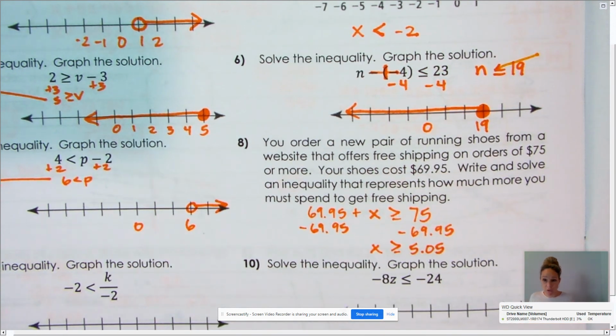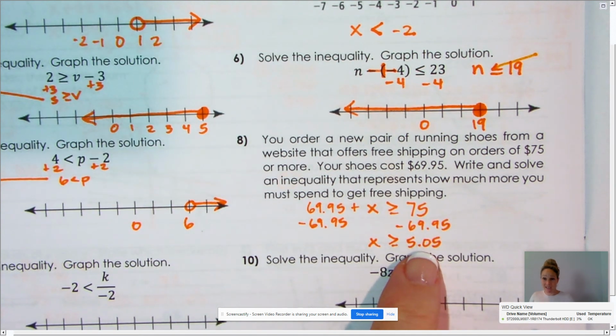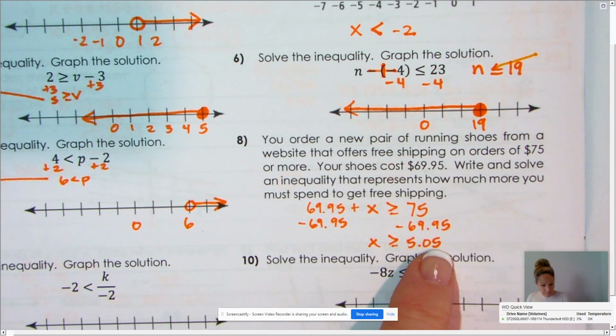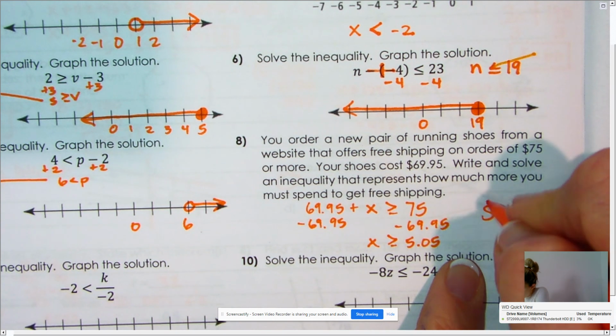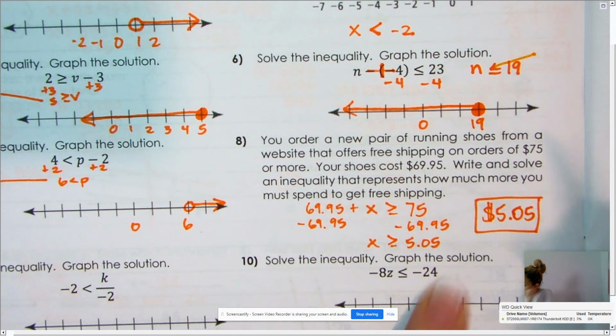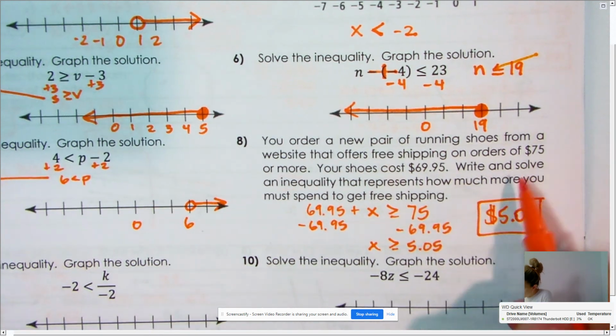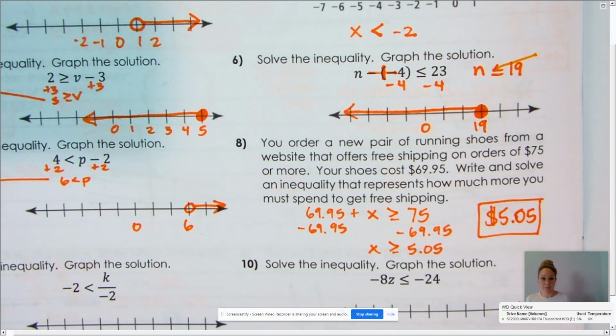So for example, if shipping was $6, you would want to buy something that costs $5 because then you would get something for free and save an extra dollar. So you need to spend at least $5.05. Okay. How much more you must spend. So make sure that you use the units.